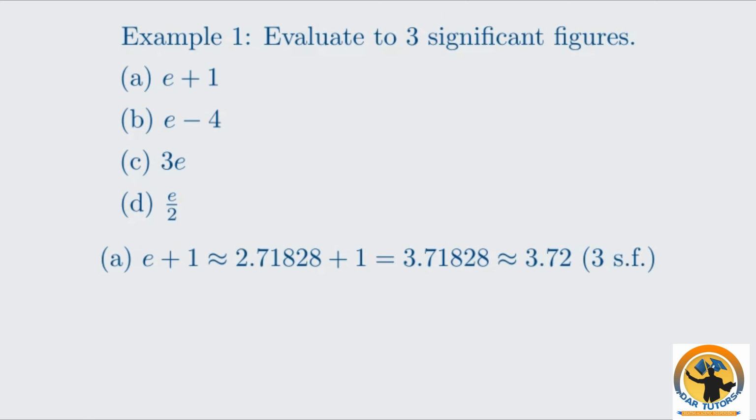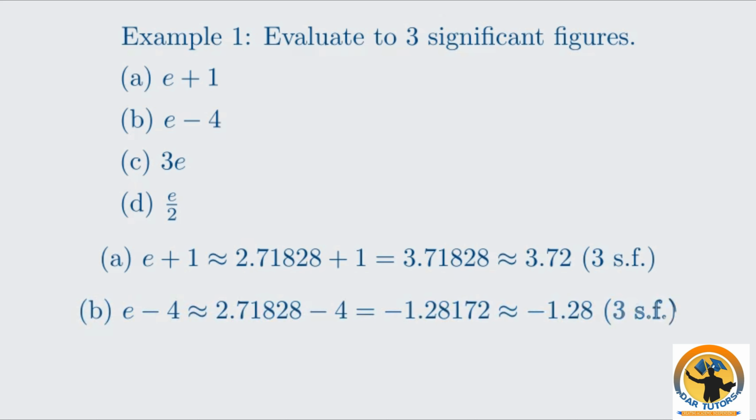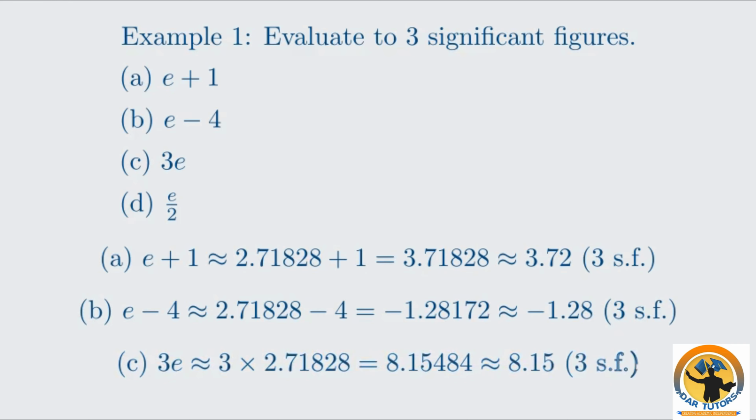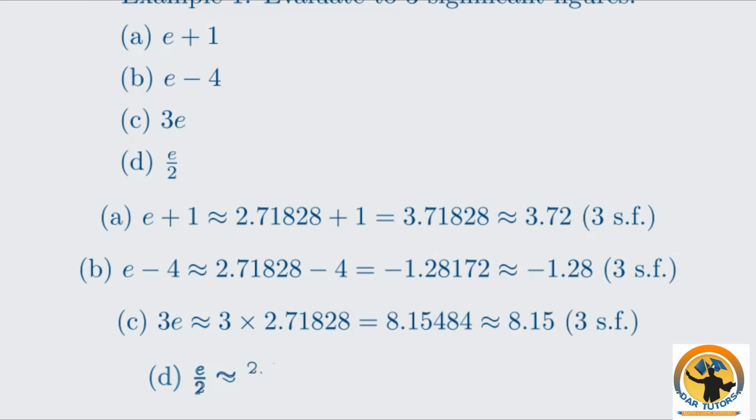Next, e - 4. We subtract 4 from e. This results in about -1.2817. Rounded to 3 significant figures, this is -1.28. For 3e, we multiply e by 3. This gives us approximately 8.1548. Rounding to 3 significant figures, we get 8.15. Finally, e divided by 2. We divide e by 2. This is about 1.3591. Rounded to 3 significant figures, this is 1.36.